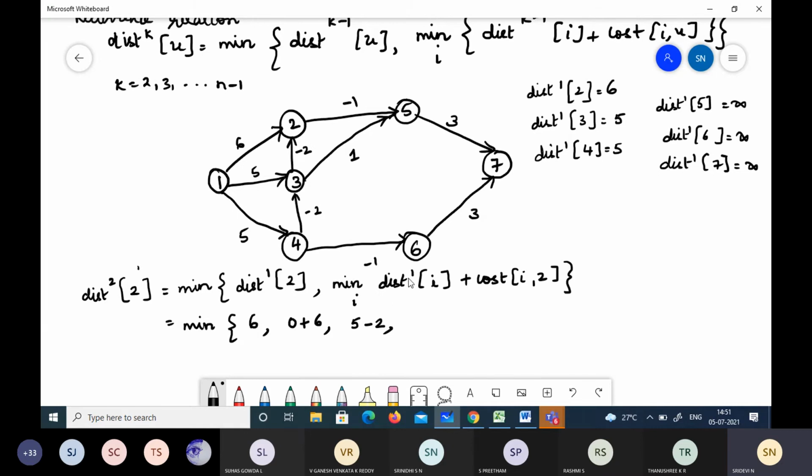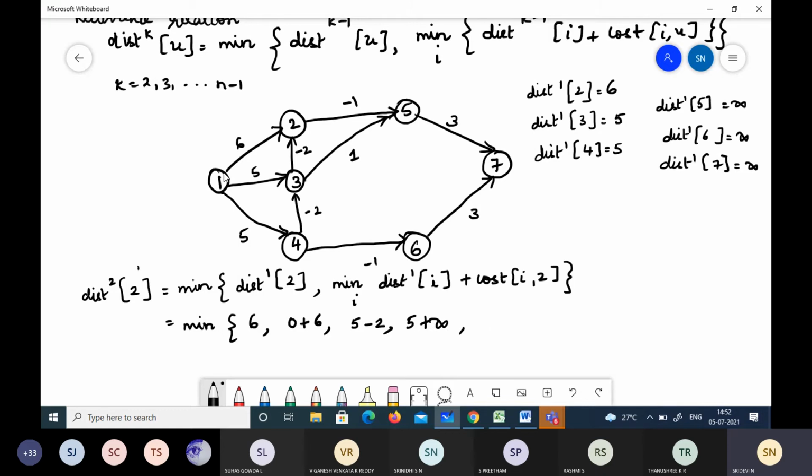Then next I becomes 4. So 1 to 4, yes, we have 5 plus the cost from I, which is 4 to 2. We will check whether we have a direct path here. Only if we have a direct path, we can write it down. So if we check 4 to 2, we don't have a direct path. We have to move through one more vertex, so we will keep it as not reachable and let it be infinity.